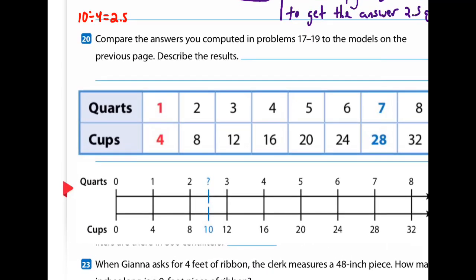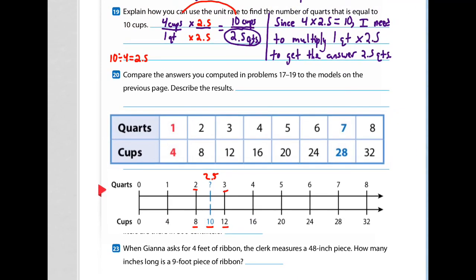Remember with the table we figured out since 10 is between 8 and 12, 2.5 is between 2 and 3. You get the same answer, but it was different without the tables. So I'm going to kind of try to summarize that, and your answer might be different, but you should have a couple sentences at least explaining what you did here.